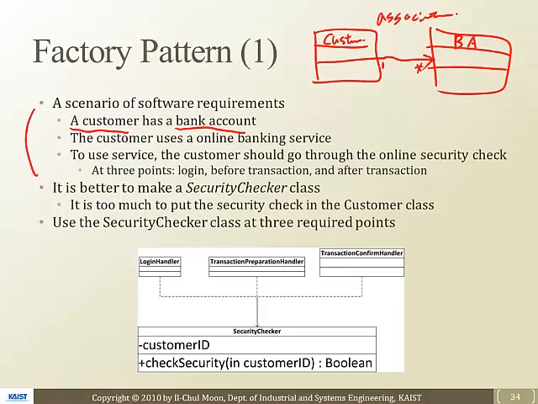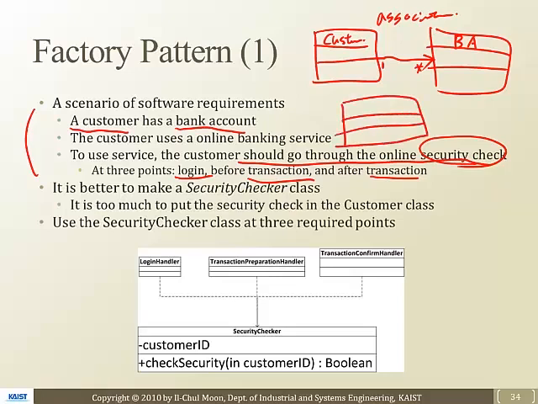And the customer uses an online banking service. Okay, there is an online banking service. And to use the service, the customer should go through the online security check. 3 points: login, transaction, and after transaction. So anyhow, you have to check this security. That's one big thing. And then at this moment, you should be able to imagine there is a security checker, right? And the customer should be able to use it. This is what? Dependency.